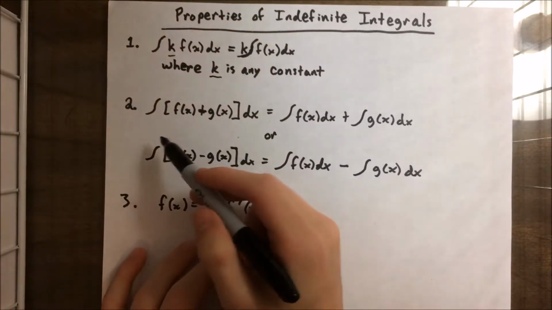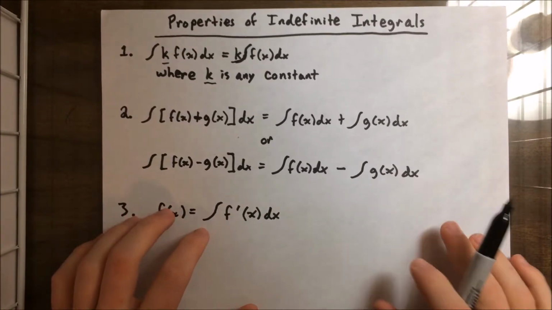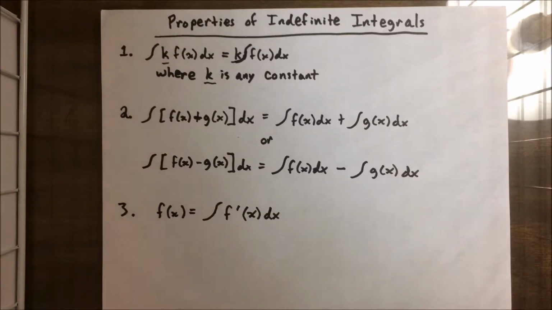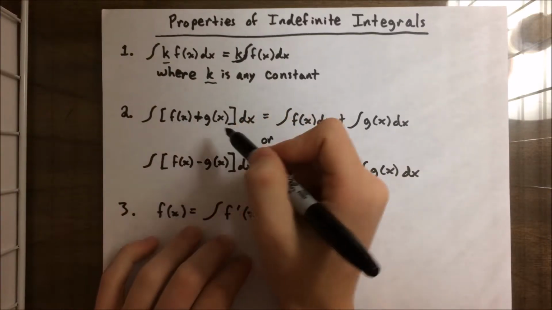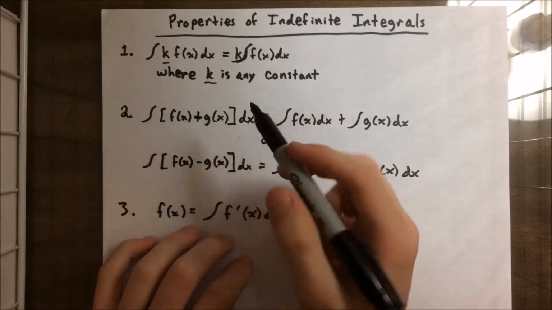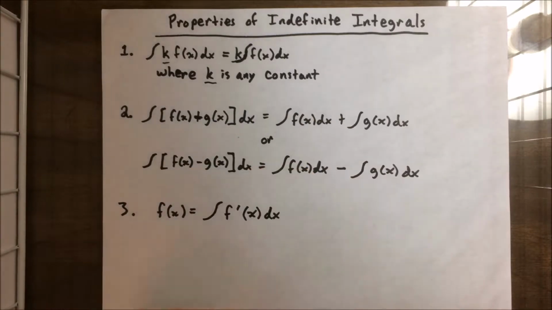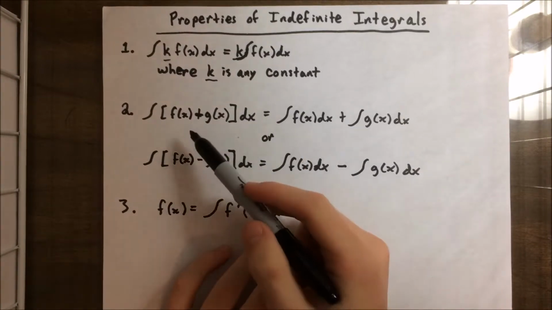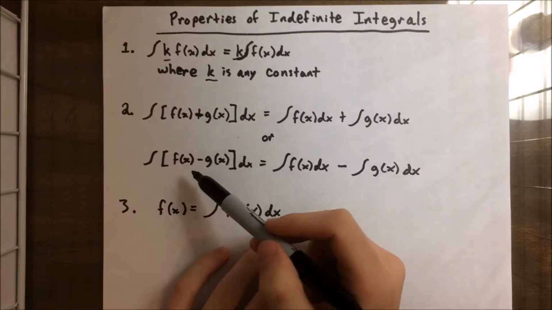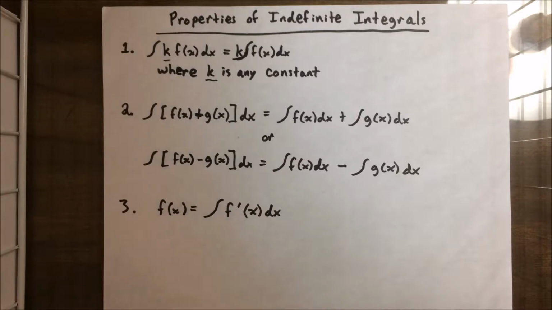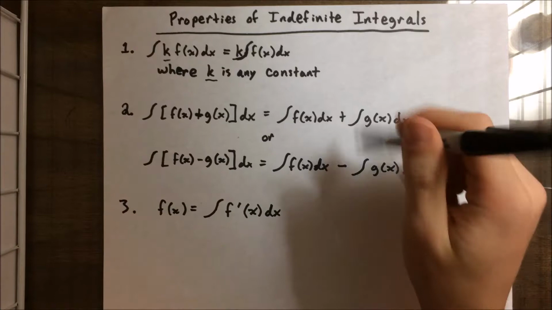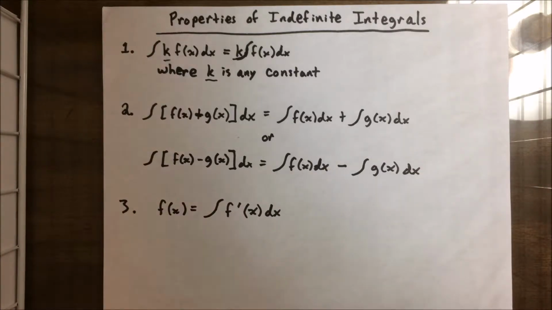The second property is that if you have two separate functions being added within an integral, you can split it. You don't actually have to put these brackets here; I just put them to make it clear that those are within the integral. If they're being added or subtracted, as long as they're not being multiplied or divided, then you can split them up into two separate integrals, and that'll help you integrate them.